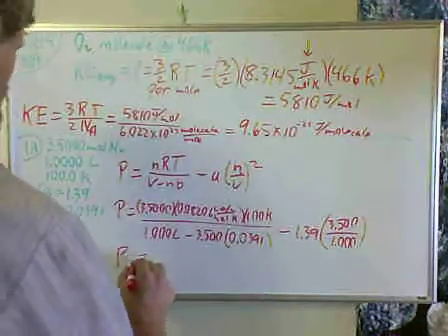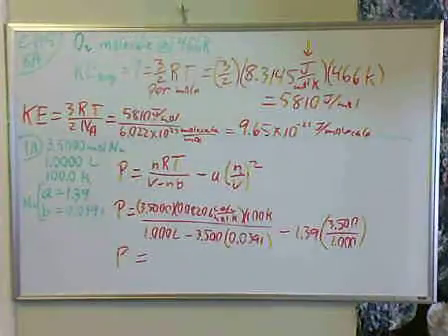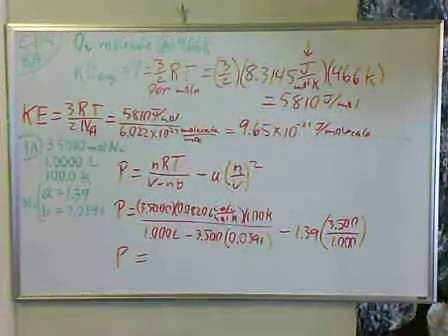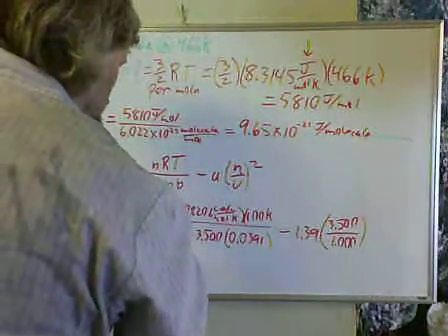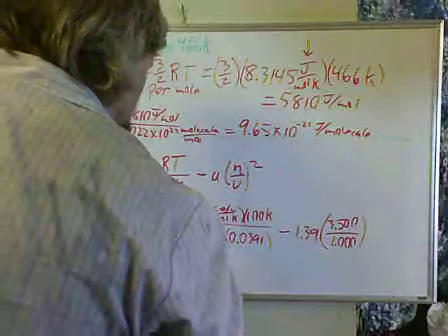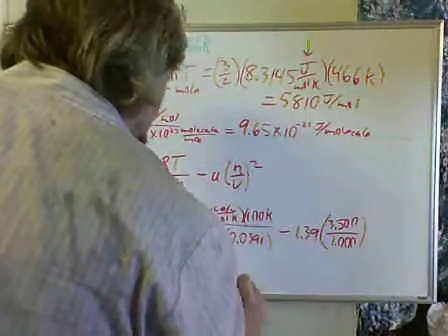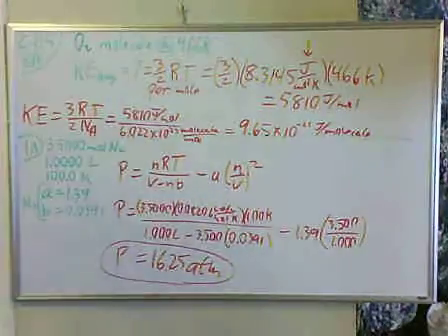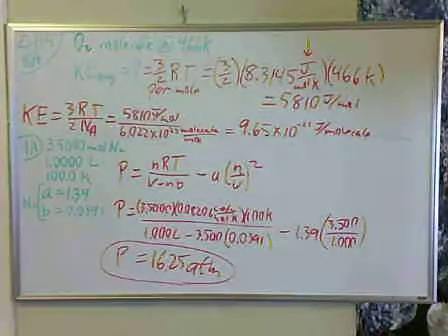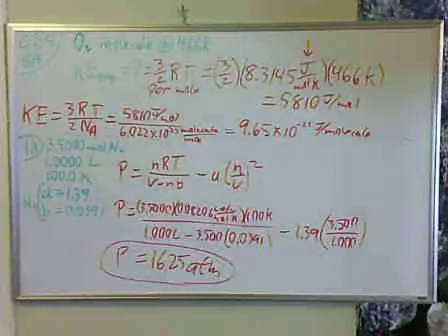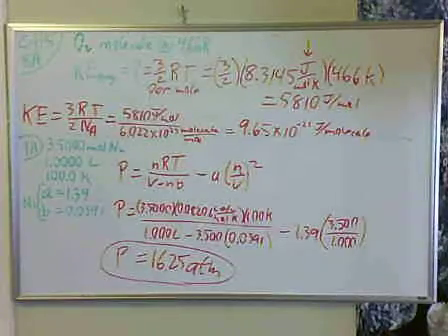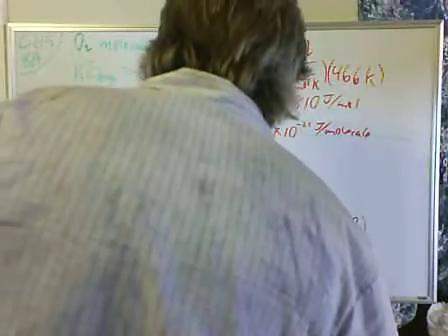And so our pressure, run that through our calculator, and our pressure is 16.25 atmospheres. So this is the pressure that we're getting from the van der Waals equation. And just for reference, if we calculated pressure using the ideal gas law, it'd be 28.72 atmospheres.